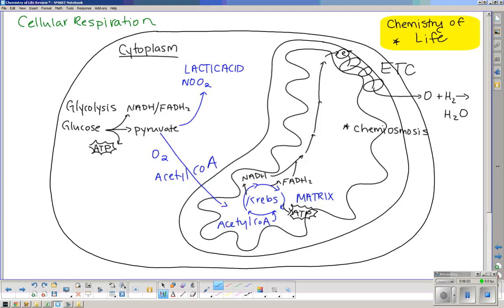So as these electrons are being pumped through the electron transport chain, ATP can be formed because of an accumulation of hydrogen. So this ATP that's formed from glycolysis, from the Krebs cycle, and from the electron transport chain is why we are doing cellular respiration in the first place, to get cellular energy.